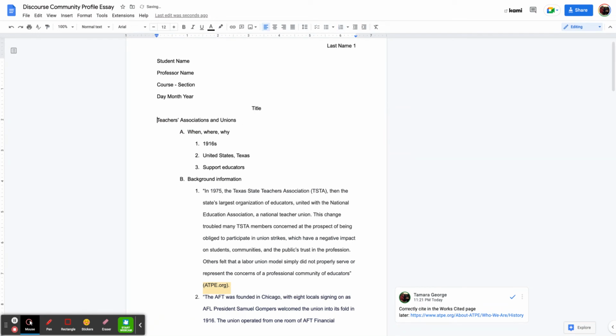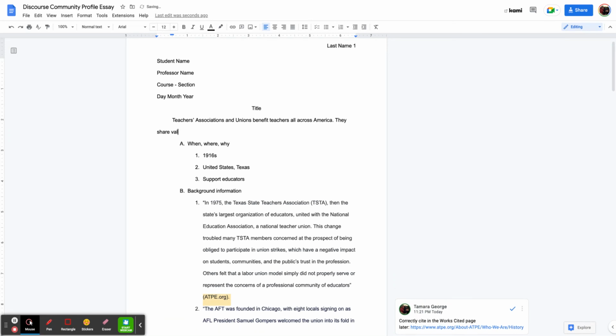I'm going to just back up. I want to make sure I always indent each new paragraph. I'm not doing block paragraphs, I'm indenting. And so I want to say something about teachers' unions and associations. What do I think about them? Teachers' unions and associations benefit teachers all across America.